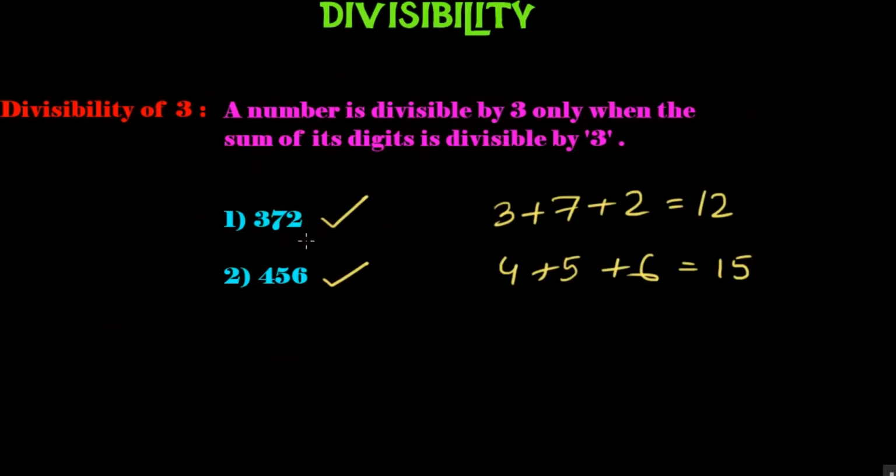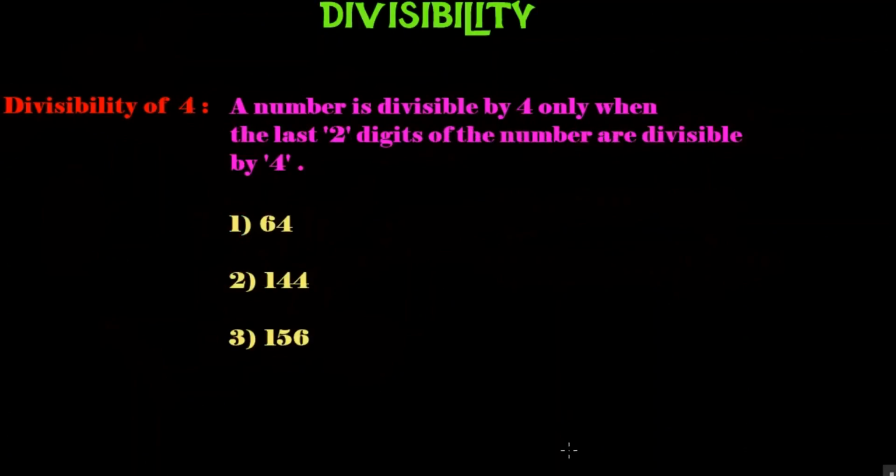Let's check out divisibility of 4. Now, for divisibility of 4, a number is divisible by 4 only when the last two digits of the number are divisible by 4. Here, taking 64 as an example, we can see that the last two digits are the number itself, that's 64. So if you divide 64 by 4, what you get is 16. Hence, 64 is divisible by 4 as the last two digits are divisible by 4.